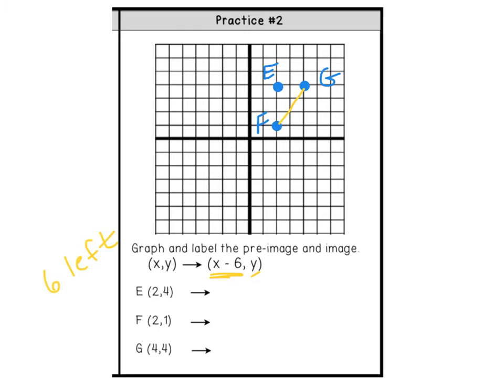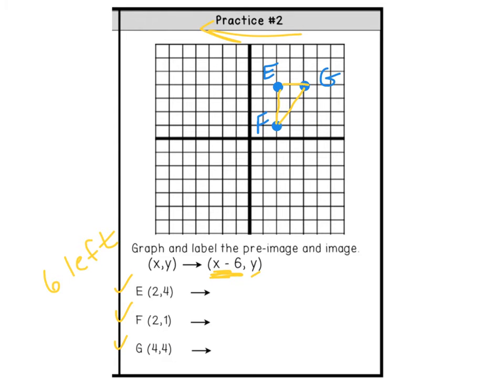And I'm going to connect these. And we have a right triangle for that one. Okay, so that's our original figure. We graphed all those points. Now let's translate it. The rule is x minus 6, so we're taking away 6, so we're going to go 6 places to the left. So I'm going to start with E and go 6 to the left.